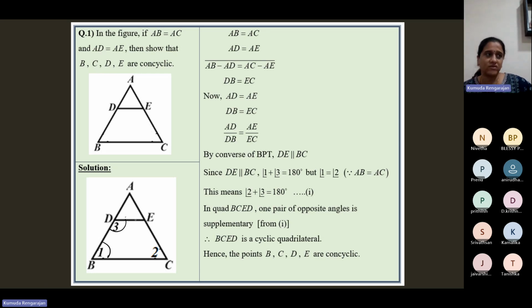Angle 1 plus angle 3 is equal to 180. Co-interior angles are supplementary. But angle 1 is equal to angle 2. So instead of 1 plus 3 is 180, we are going to say 2 plus 3 is 180. If 2 plus 3 is 180, it's cyclic. If it's cyclic, then the points are concyclic. All right? Very simple proof.